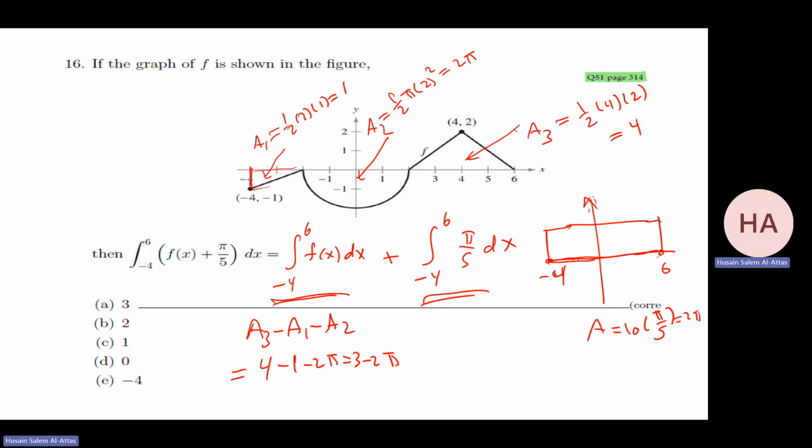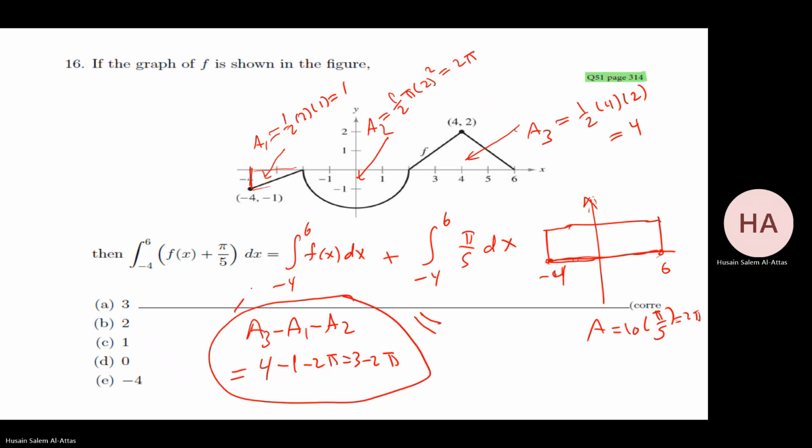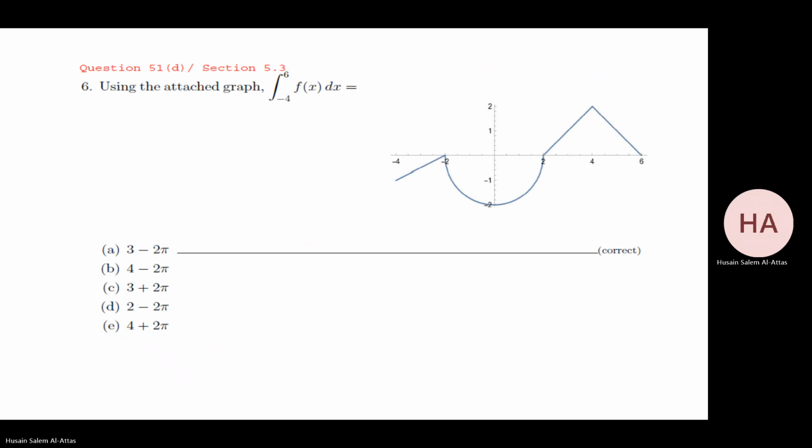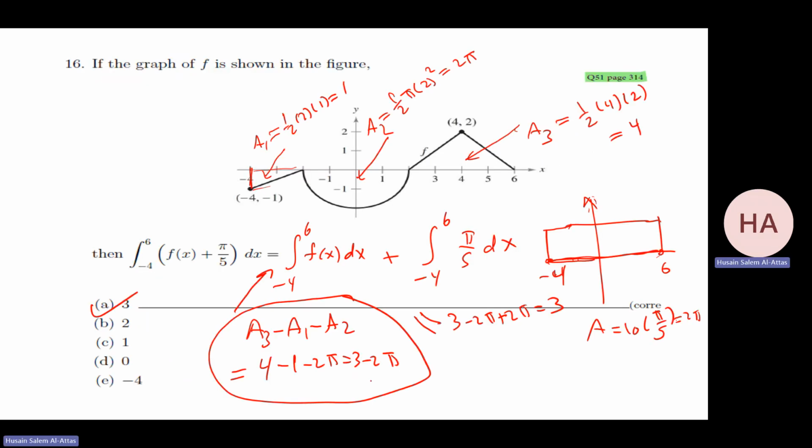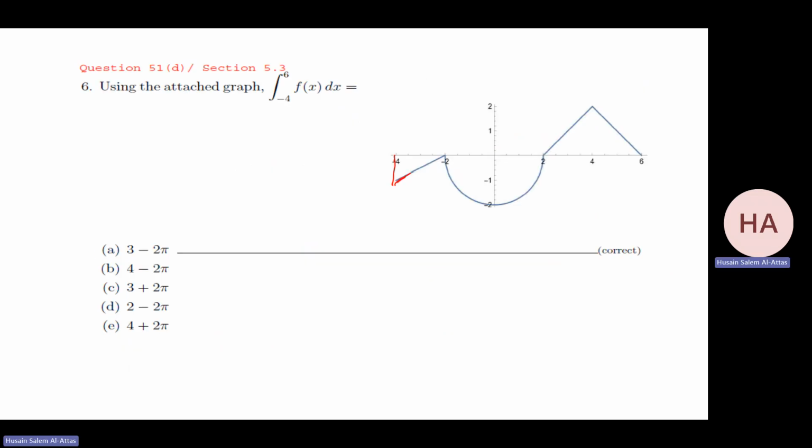So the answer of everything here, this area, give me this. That will be 3 minus 2 pi plus 2 pi, and that will be 3, which is this one. Yeah, this one we did. So this is, yeah, I just did, which is 3 minus 2 pi. So this is the answer.